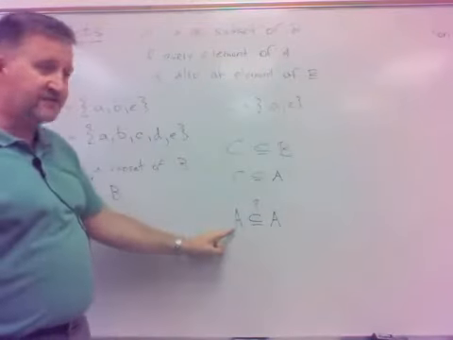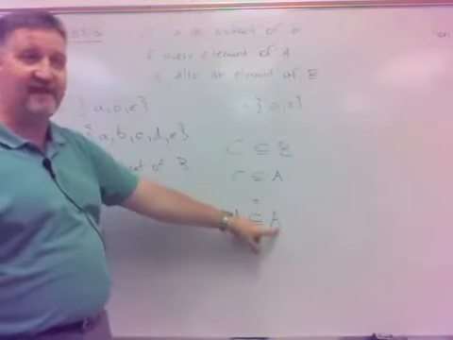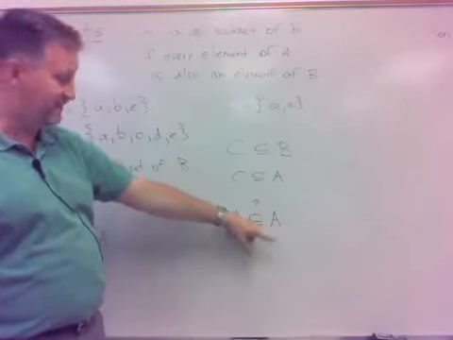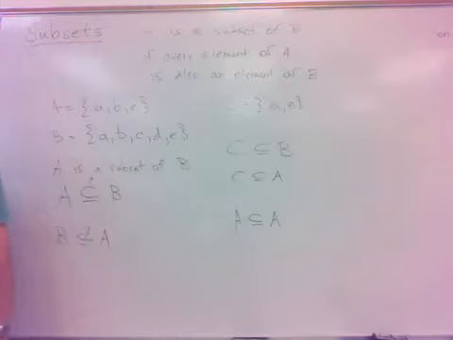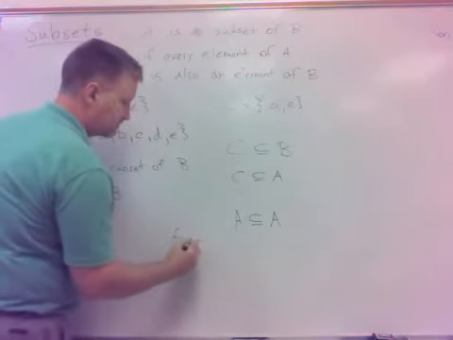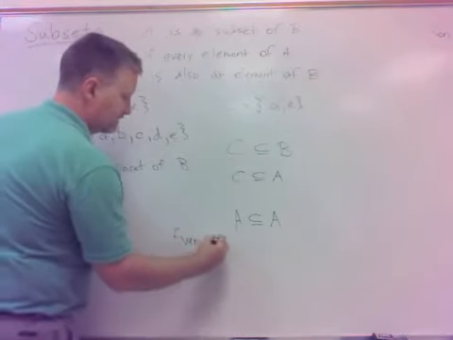Is every element of the first one an element of the second one? Yes, it is. This is true. A is a subset of itself. So guess what? B is a subset of B. C is a subset of C. Every set is a subset of itself. So we get to thinking, subset, you're talking about a smaller set, but not necessarily. It could be the same size. A is a subset of itself. B is a subset of itself. Every set is a subset of itself.